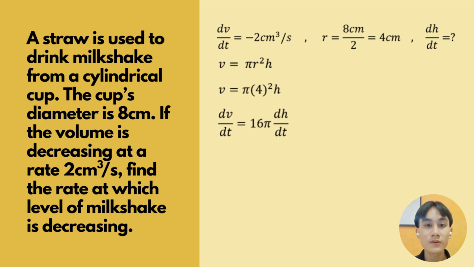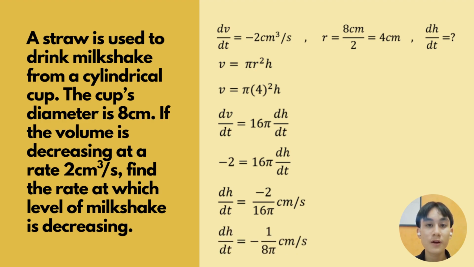We can start differentiating the remaining variables, and you are supposed to get dV over dt equals 16 pi dH over dt. And then you can replace dV over dt with negative 2, which is the value that we got from the statement. Hence, change the positions onto the appropriate places. The last step is to simplify the value of dH over dt, and the result will be negative 1 over 8 pi centimeter per second.